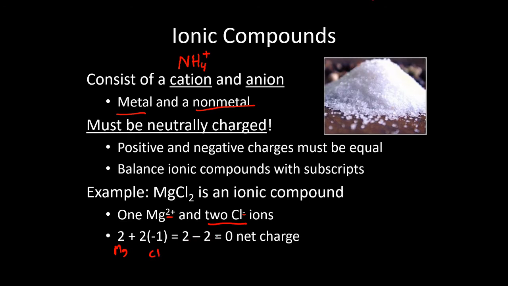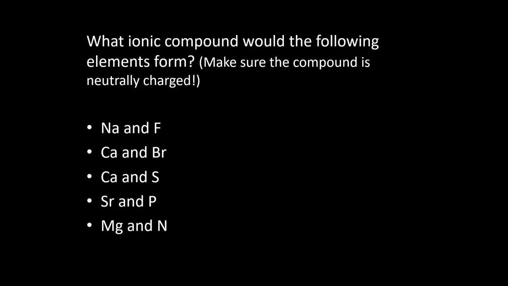That will give us 2 - 2, which is 0. And so that's where we get MgCl2. 1 magnesium, 2 chlorines. And so we can do this with any combination of metal and nonmetal that we come across when we're trying to figure out the structures of ionic compounds.